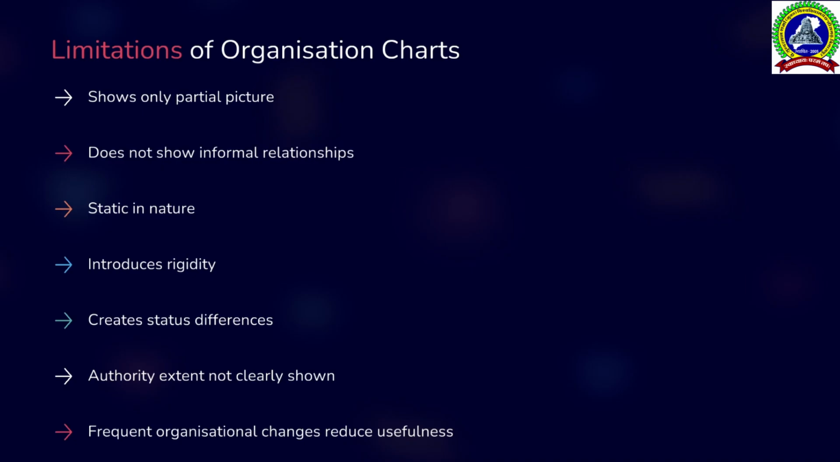Third, charts may unintentionally create status differences, leading to feelings of superiority or inferiority among employees. Fourth, while charts show authority relationships, they do not indicate the extent or degree of authority exercised by different managers. Finally, in a dynamic environment where structures and processes change frequently, organization charts may lose relevance unless regularly updated.